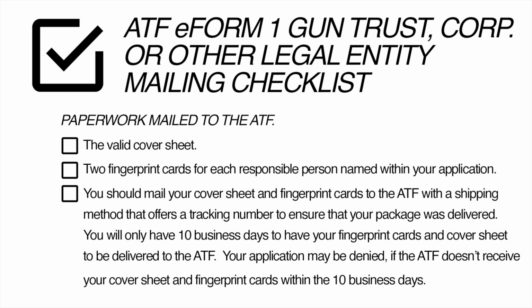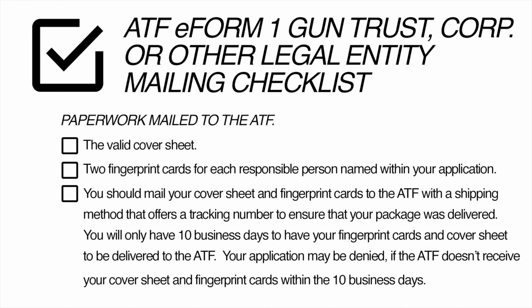If your application had a green checkmark on the Certify page, then your application will start in the Submitted status. Your cover sheet will have a valid control number and serial number. The below items will be sent to the ATF after you have received a valid cover sheet from the ATF: the valid cover sheet, and 2 fingerprint cards for each responsible person named within your application. You should mail your cover sheet and fingerprint cards to the ATF with a shipping method that offers a tracking number to ensure that your package was delivered.